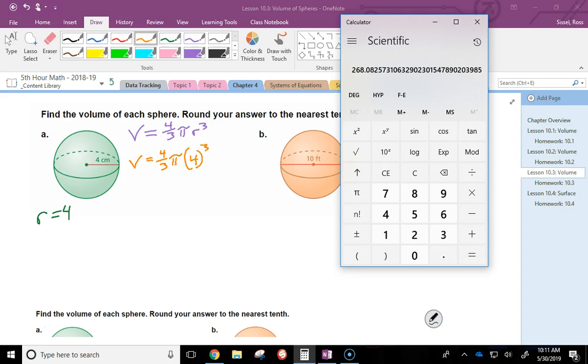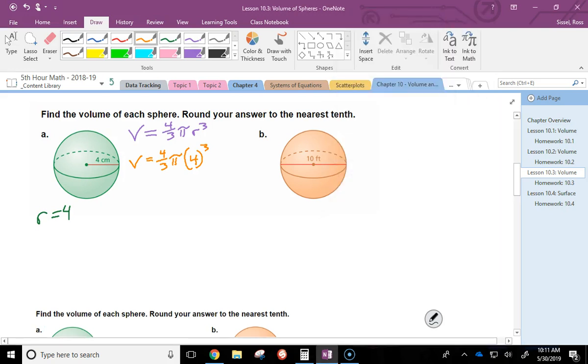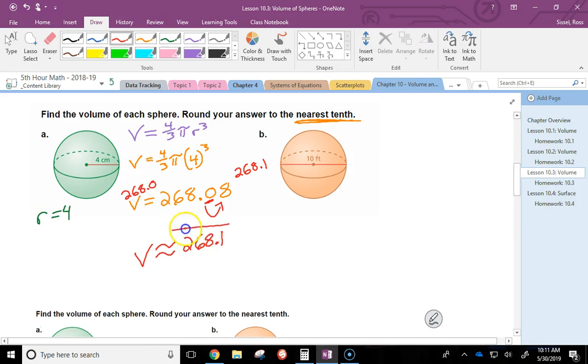So I'm going to get 268.08. Volume 268.08. Round to the nearest tenth. There's my tenth. So it's either 268.0 or 268.1. We look at the number to the right. Since it's an 8, it would become 268.1. Volume is approximately 268.1.